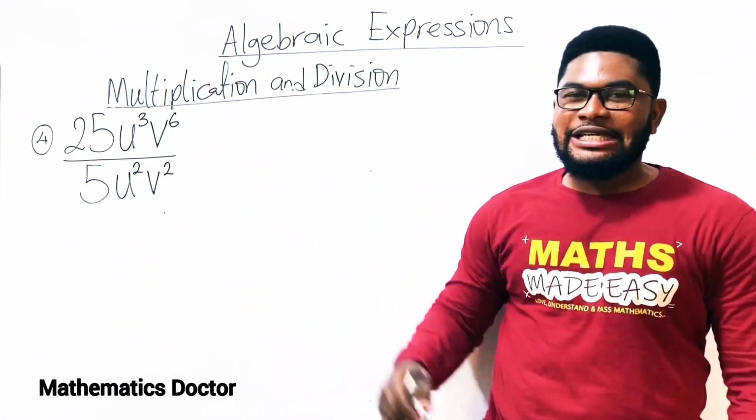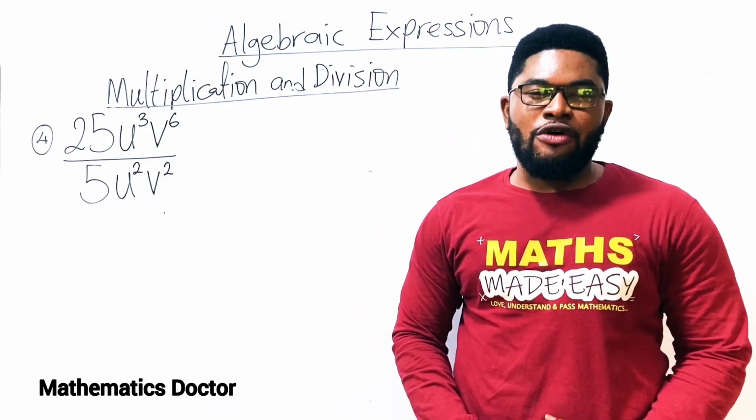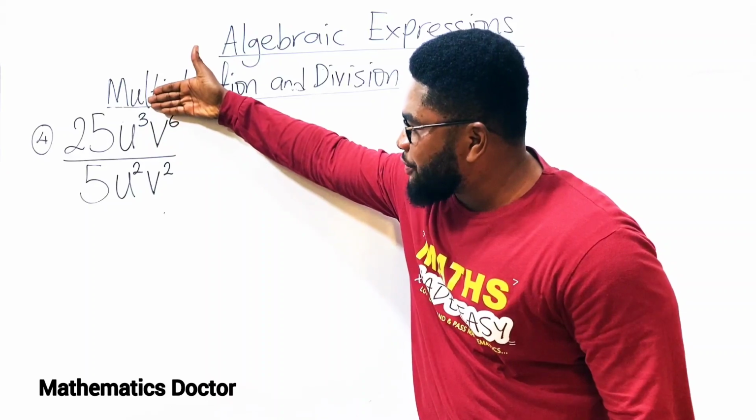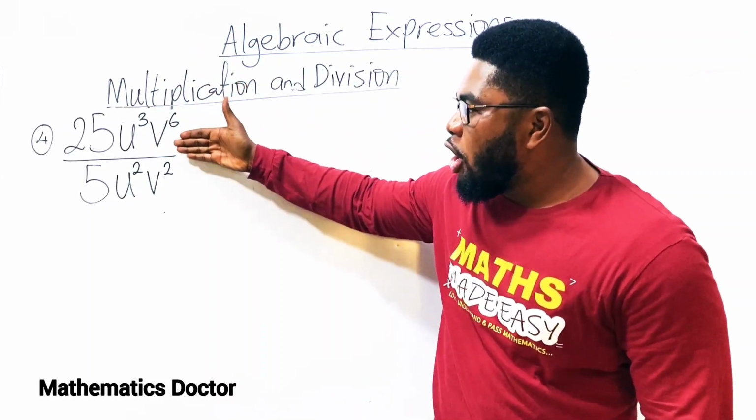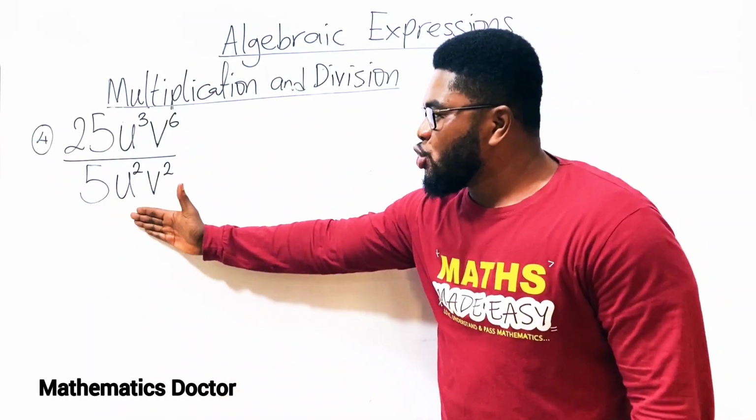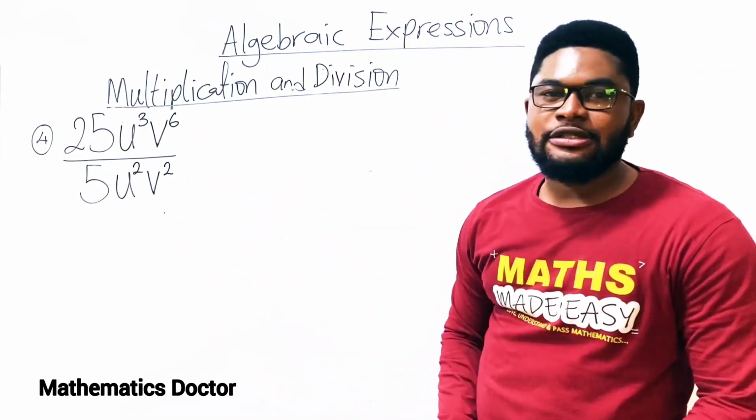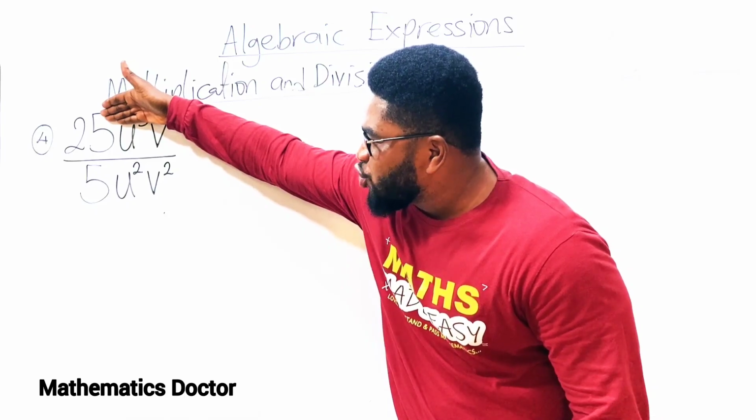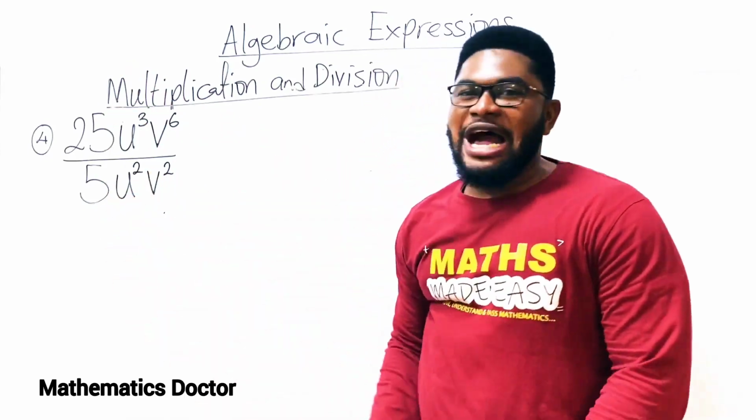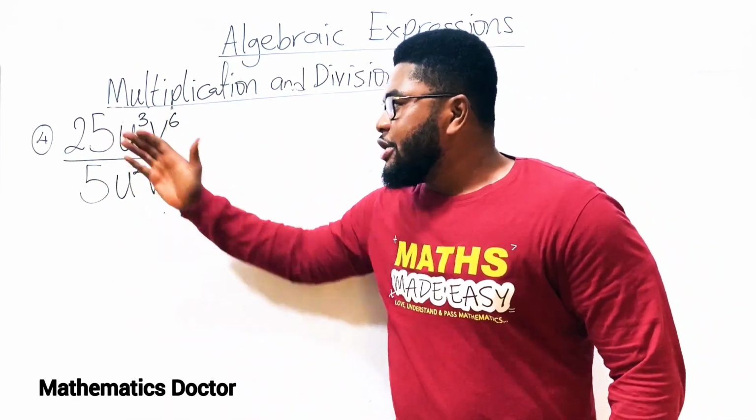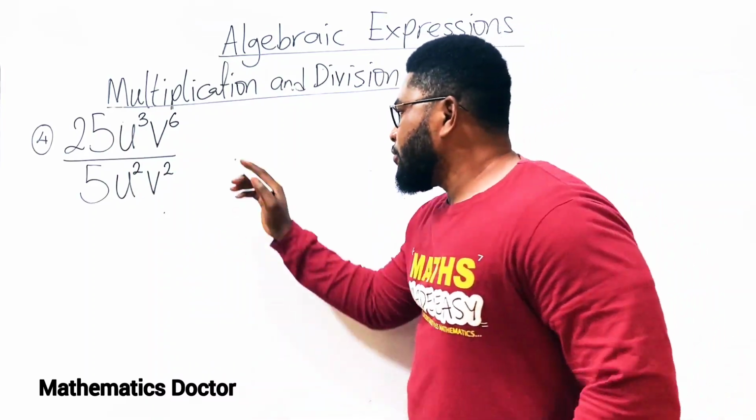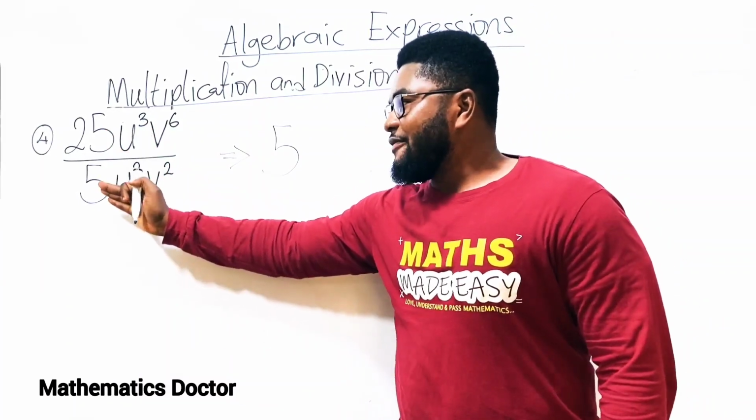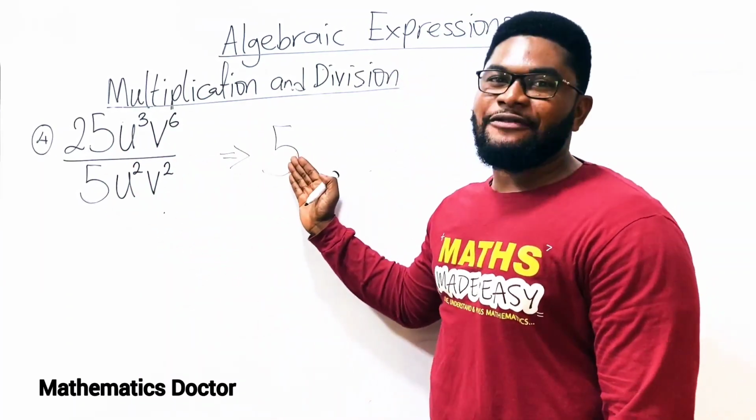Let's take the fourth example under division of algebraic expression. Now here we have 25 u power 3 v power 6 all divided by 5u squared v squared. Now don't forget, checking from the question, the numerator has 25 and the denominator has 5. 5 goes into 25, 5. So from the answer we get 5. 25 divided by 5 will give us 5.